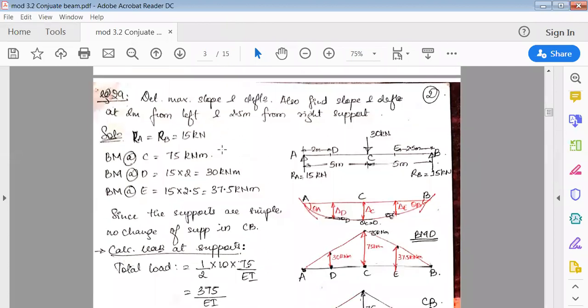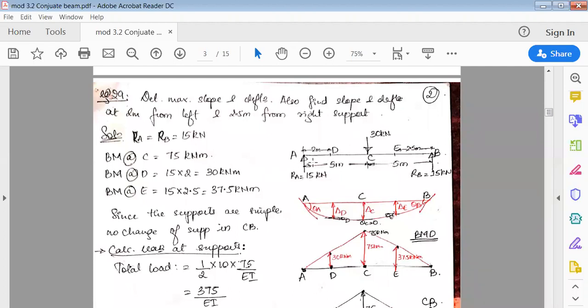Okay. The second type of problem is the same thing, but this time they have two different points extra, in addition to theta A, theta B, theta C: the additional points D and E. Determine the maximum slope and deflection. Also find the deflection at 2 meter from the left end and 2.5 meter from the right support. So, 2 meter from the left end and 2.5 meter from the right support.